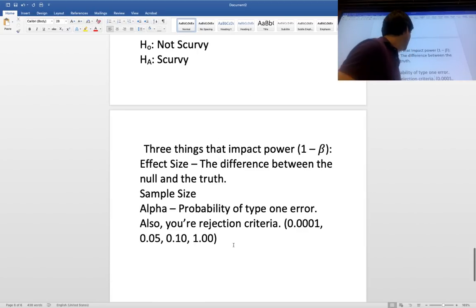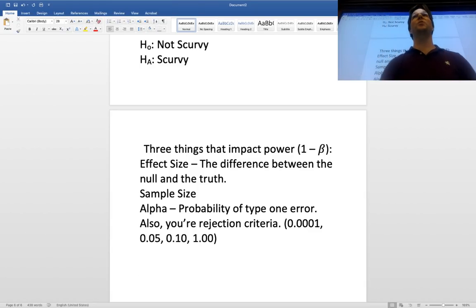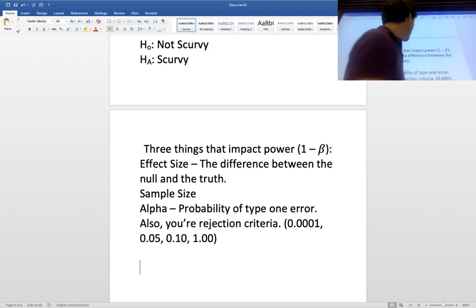You said sample size, larger sample size, larger power. All of these are increased with power. Larger sample size, more power. Larger alpha, more power. Larger effect size, more power. Larger sample size, more power. These all go in sync with power. So that's what we have there.